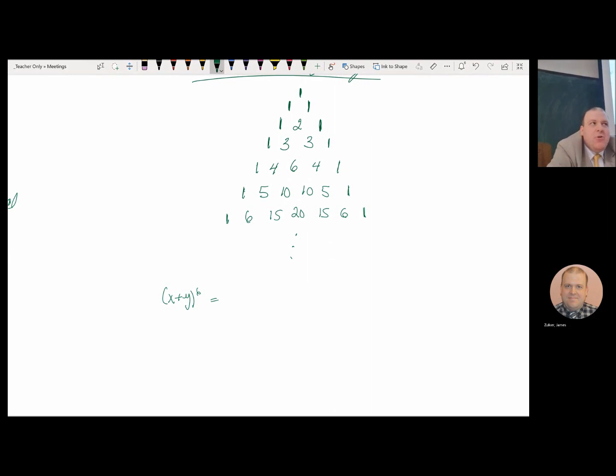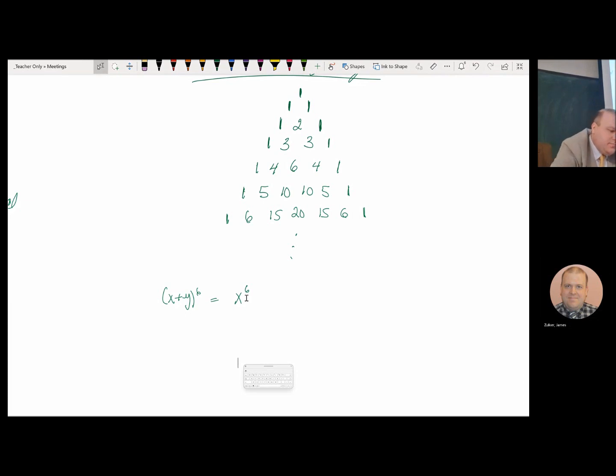x plus y to the 6th power. Start your first term at the highest power and your second term at the lowest power. So it'd be x to the 6th times y to the 0. The highest power is 6, since it's being raised to the 6th power, so your first term x is to the 6th power, and your second term y is to the 0th power. Y to the 0 is just 1, right? So it's just x to the 6th.